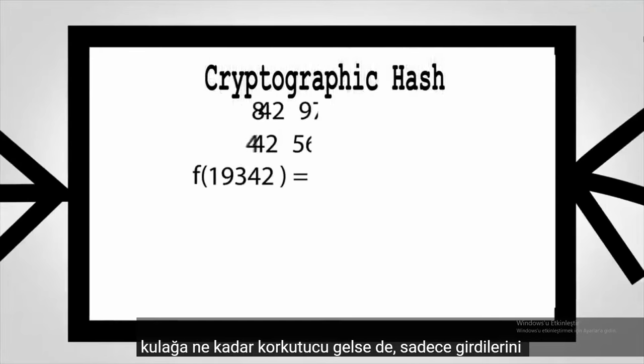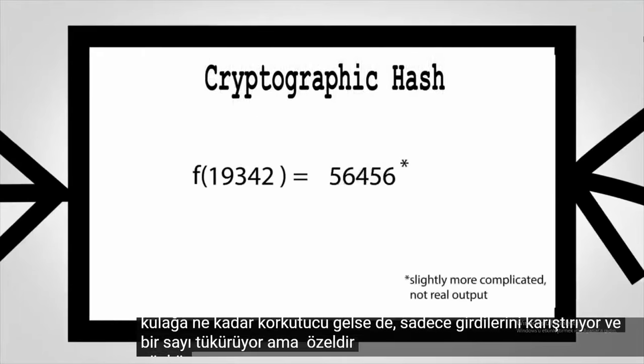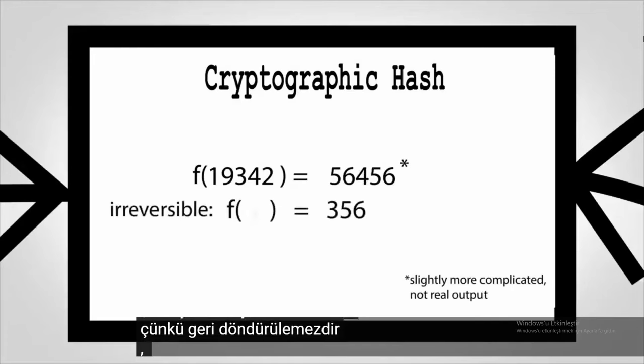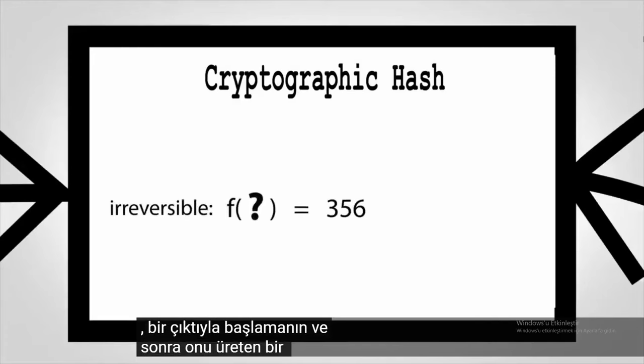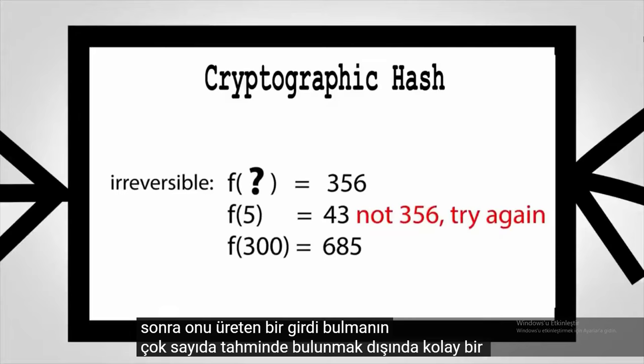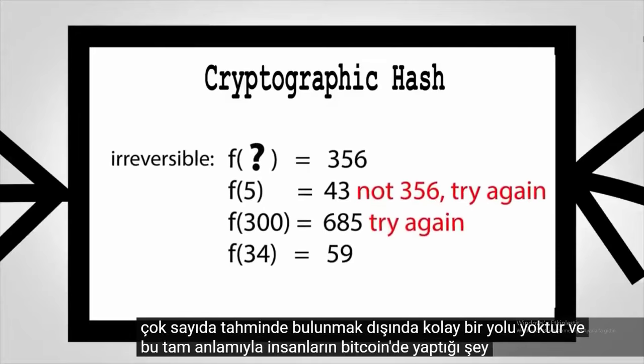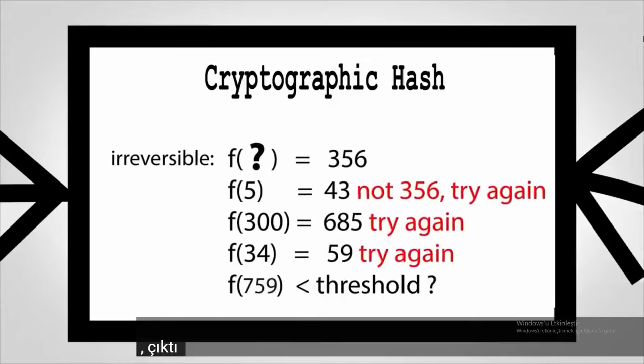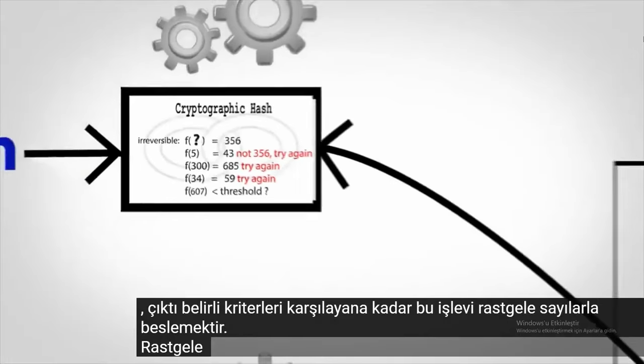It just mixes up its inputs and spits out a number, but it's special because it's irreversible. There's no easy way to start with an output and then find an input that generates it other than by making lots of guesses. And this is literally what people are doing in Bitcoin, feeding this function random numbers until the output meets certain criteria.